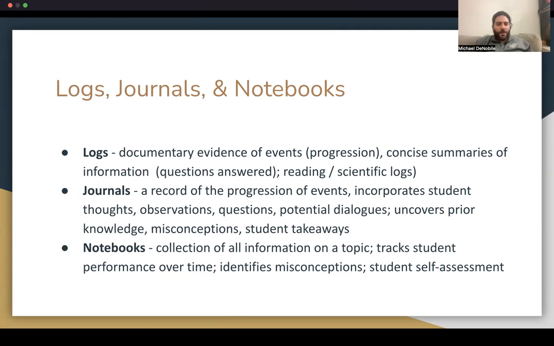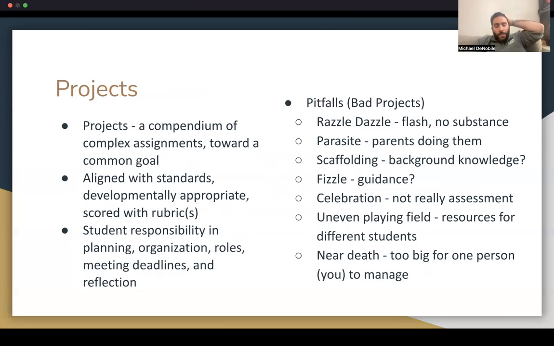It incorporates student thoughts, observations, questions, potential dialogues, and uncovers prior knowledge, misconceptions, and student takeaways. Student journals are typically reflective. They're reflective areas where students do a series of activities that demonstrate out-of-the-box thinking. That's pretty much what your journals are, as opposed to your notebooks, which are your traditional collection of all information on a topic. They track student performance over time and identify misconceptions. Students do self-assessment in them and take their notes in them. It's a collection of all information within a course.